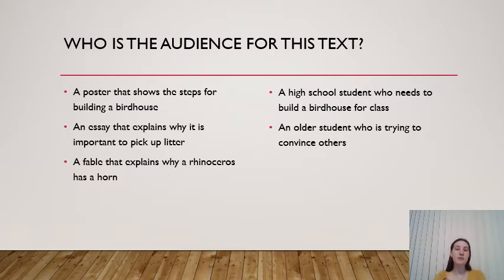An essay explaining why it's important to pick up litter: I thought an older student, like a 4th or 5th grader, who's trying to convince others to help take care of the earth. And a fable, I thought that would be perfect for a first grade or kindergarten scholar, right? So those are my examples.